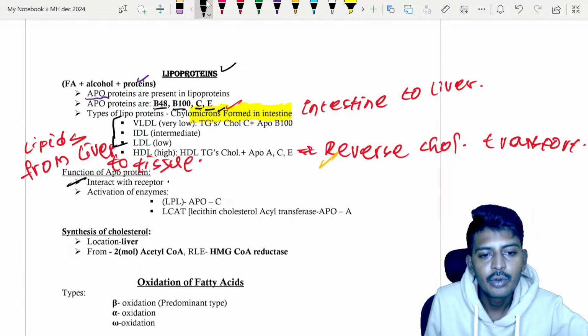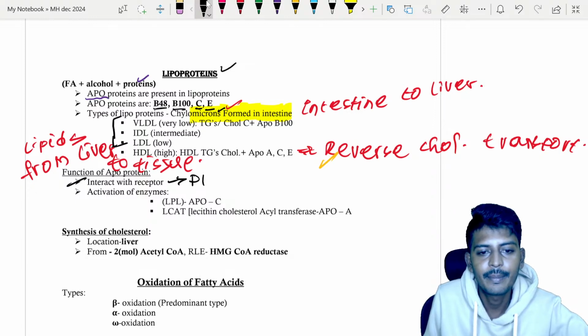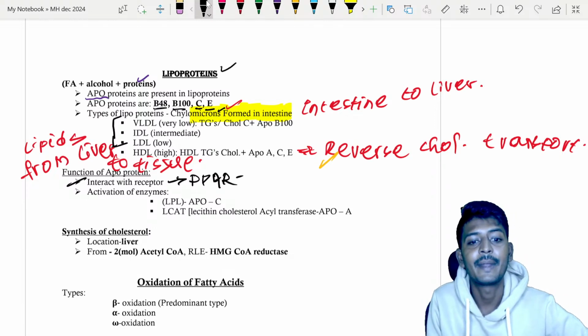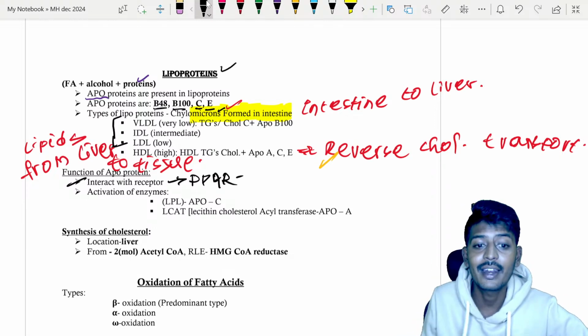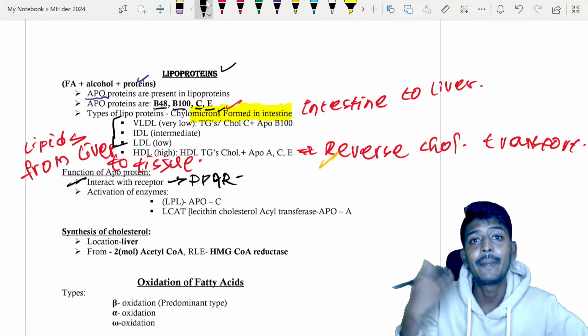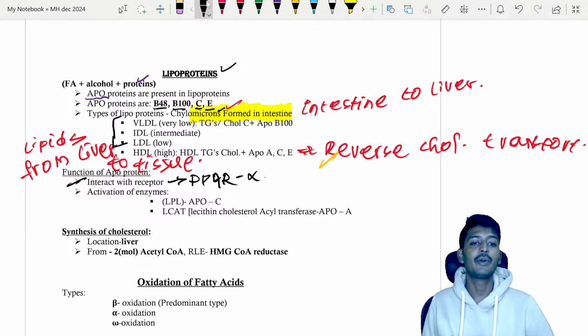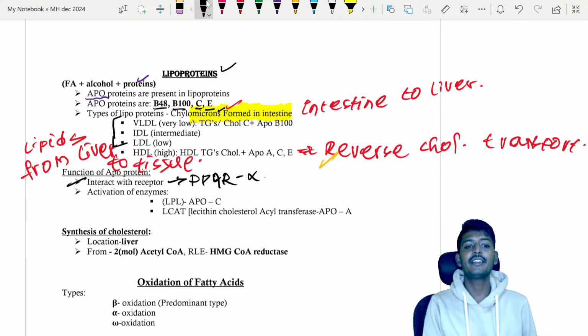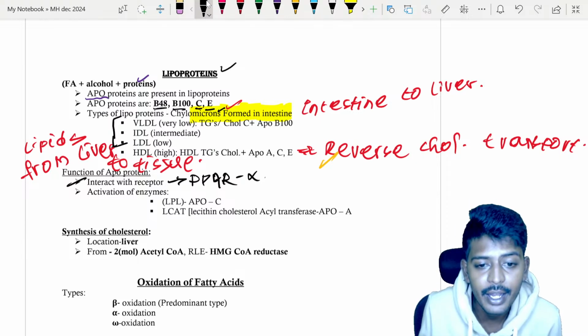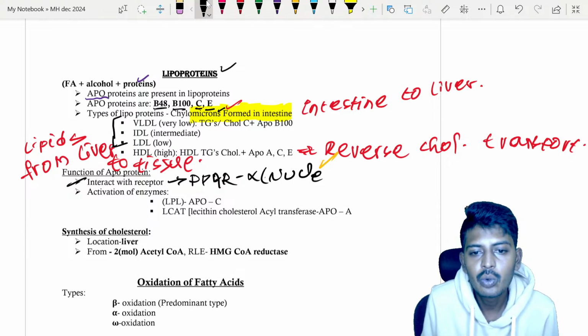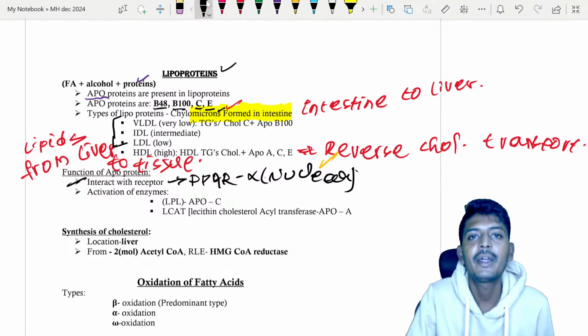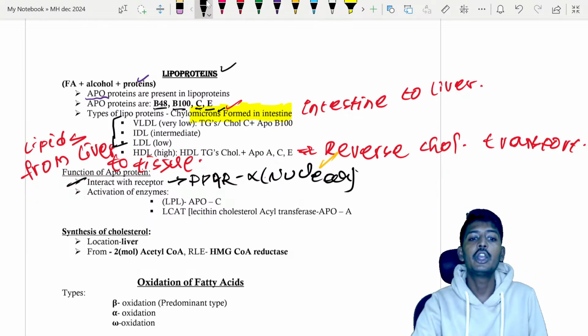In the cell, we have a subtype of receptor called the PPAR receptor. The PPAR receptor is a type of nuclear receptor. We have subtypes in that also: PPAR alpha and PPAR gamma. Remember, the interaction with PPAR alpha is done by your apoprotein, which activates PPAR alpha. PPAR alpha is a type of nuclear receptor, located on the nucleus of the cell.